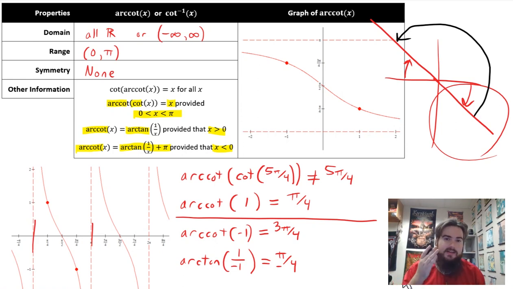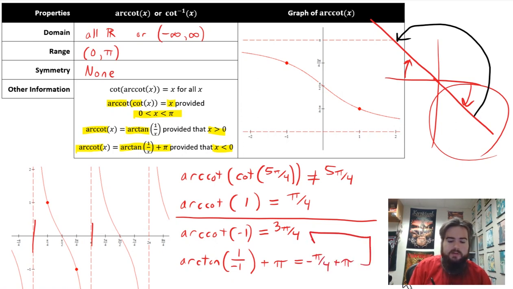If you need to use a calculator for approximation purposes and change arccotangent to arctangent, you have to keep in mind that after you change into arctangent, you're dealing with a negative ratio, you have to add pi to your result. That will give you negative pi fourths plus pi, which will give you the same answer. So that's a quick example demonstrating how you would use arctangent to solve something for arccotangent.